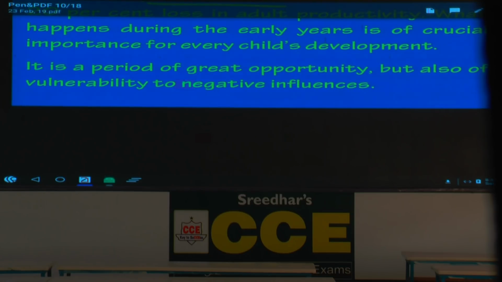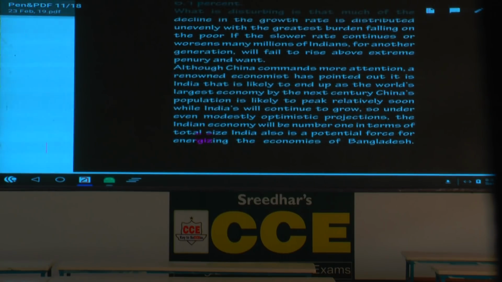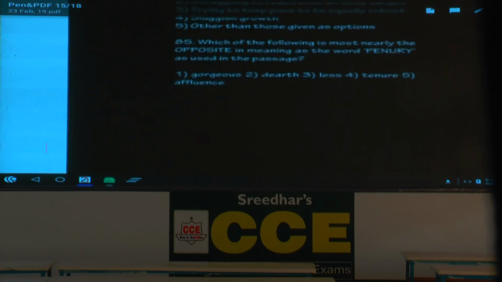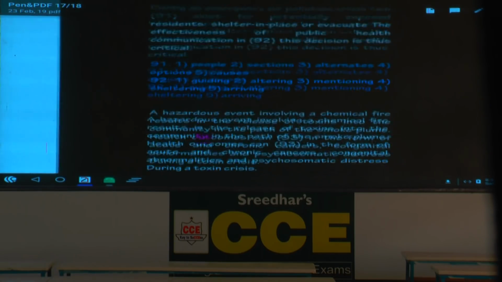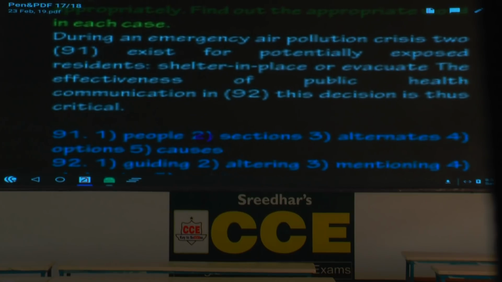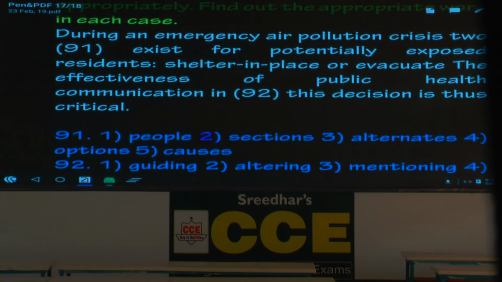Please respond. The last 10 questions, what do they deal with? Closed test. Related to evacuation process. Some hazard. What is the word? Evacuation. Evacuate means what? Shift people from one place to another place. Generally at the time of floods, earthquake, people are evacuated. Now here, pollution crisis, a new phenomenon.